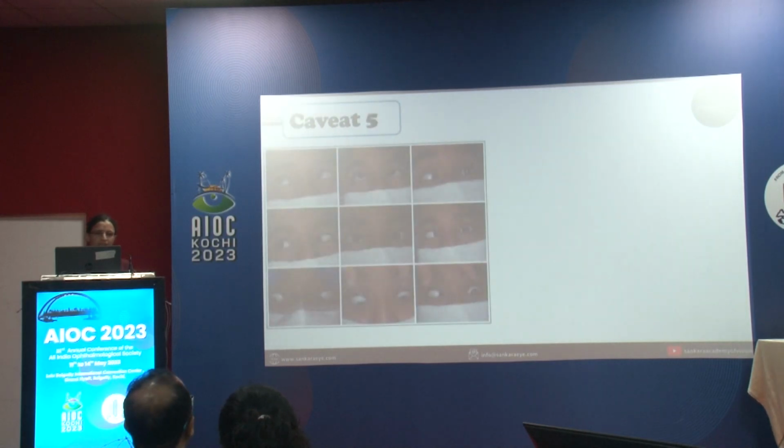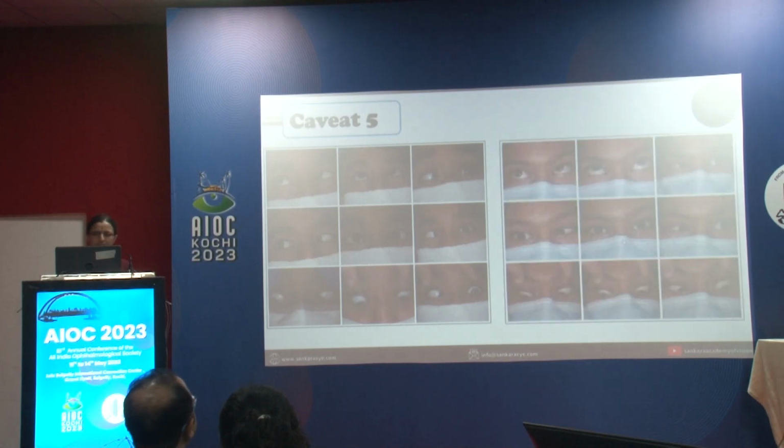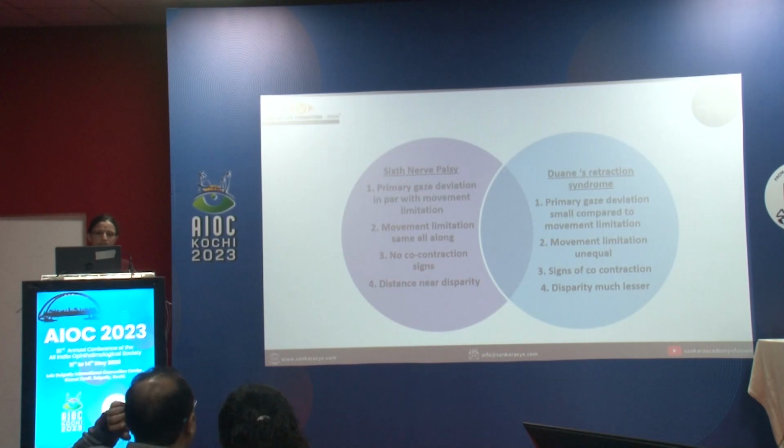The next important thing would be when there is an abduction limitation. Like in this child presenting with esotropia, who has a definite limitation of abduction in the left eye and a gross esotropia, versus this child who has abduction limitation in either of the eyes. The most important feature here would be the palpebral fissure changes, which are apparently seen in the second case versus the first case. So that brings us to the most important thing.